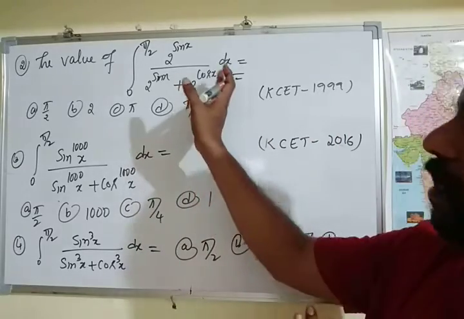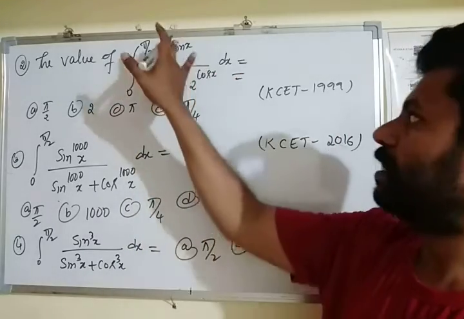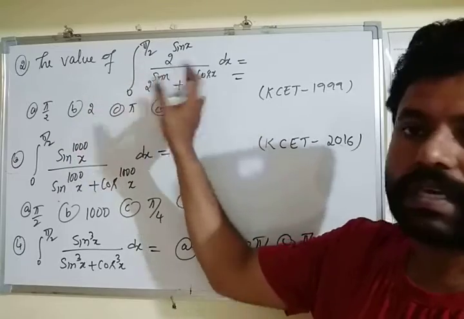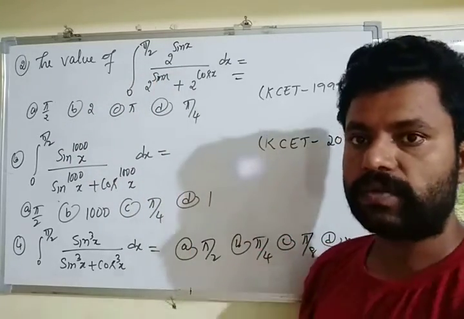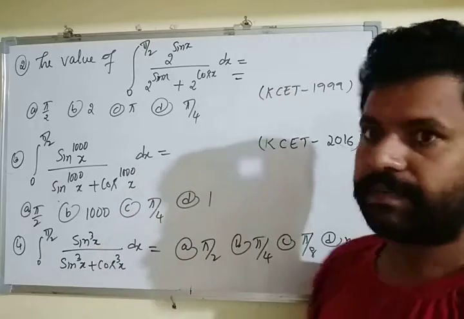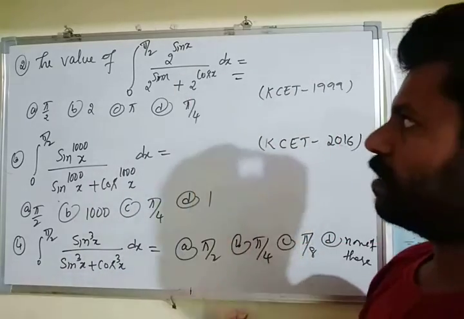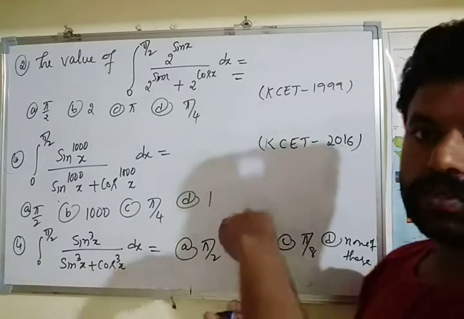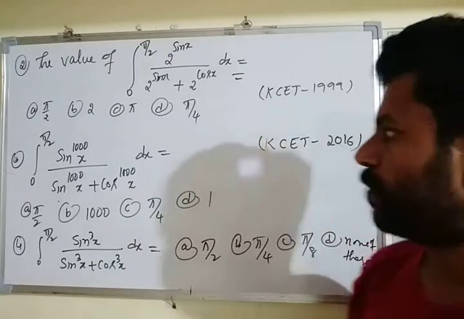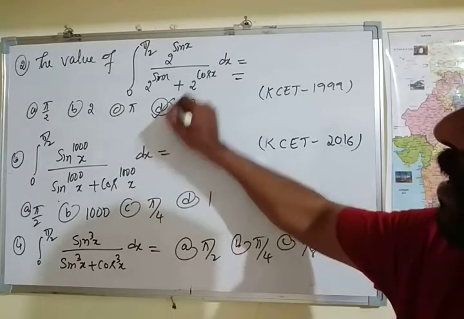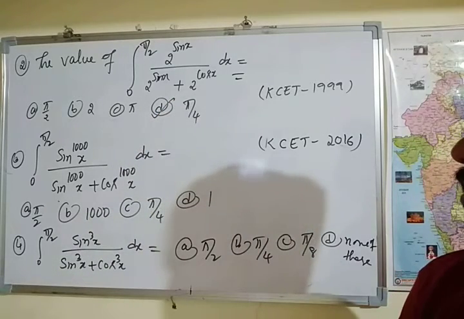In the second term, sin x becomes cos x, and cos x becomes sin x. We add the two results and get the integral of 1 dx. Integral of 1 is x. Applying the upper limit pi by 2, we get 2I is equal to pi by 2, so I is equal to pi by 4. You can directly consider answer D, option D, pi by 4.